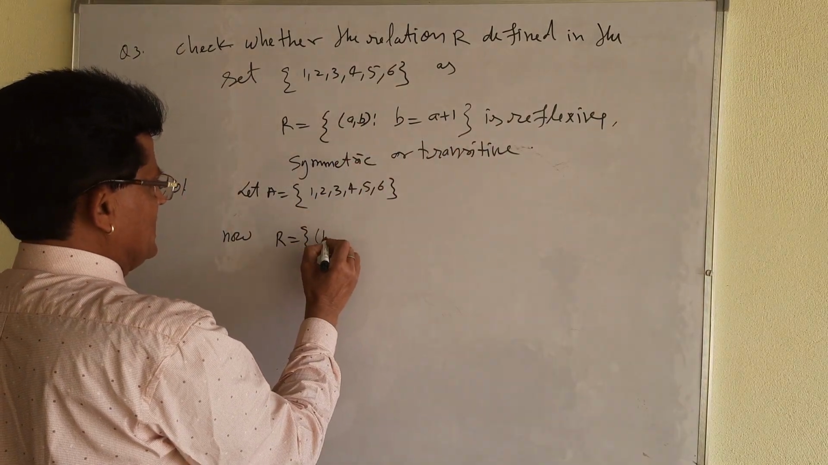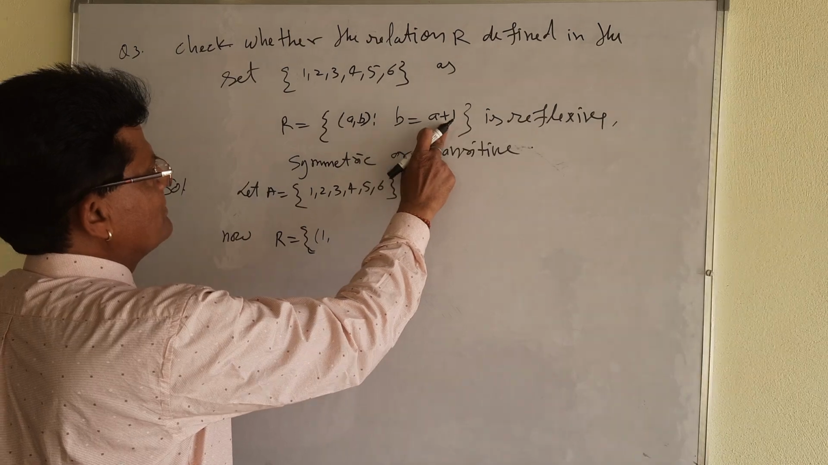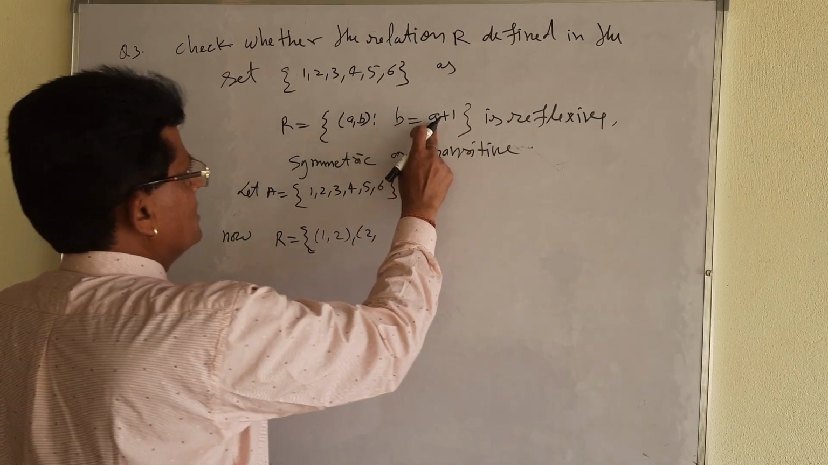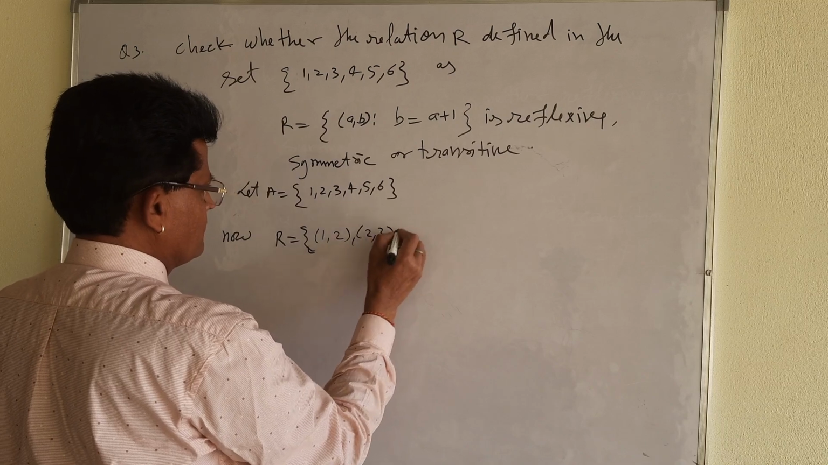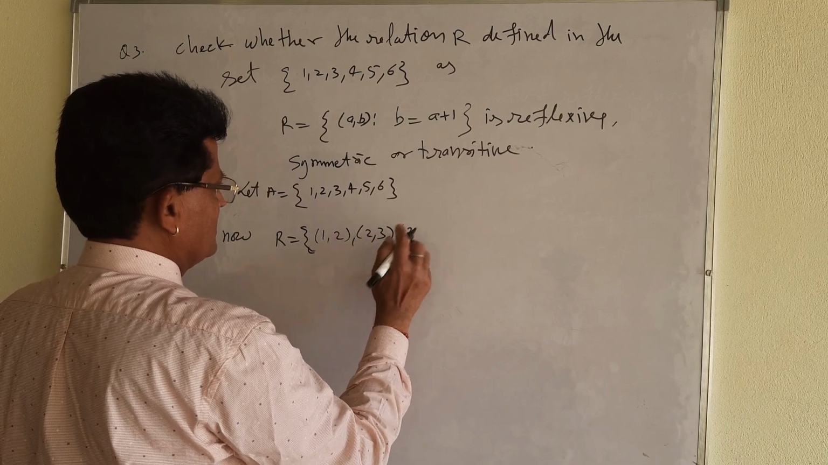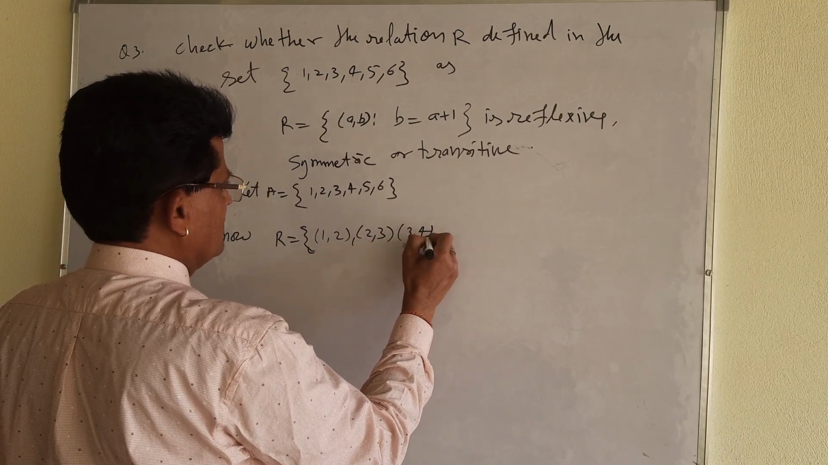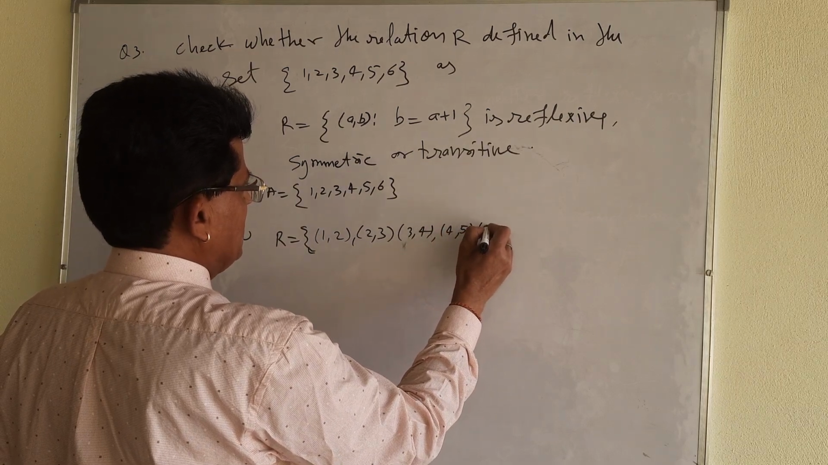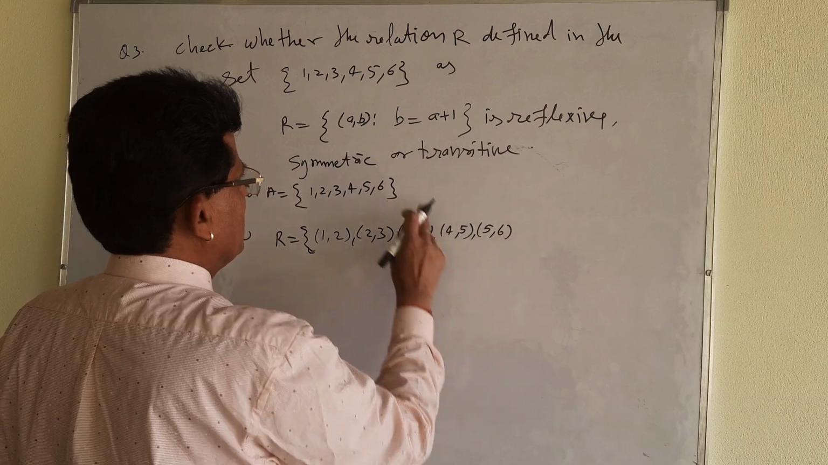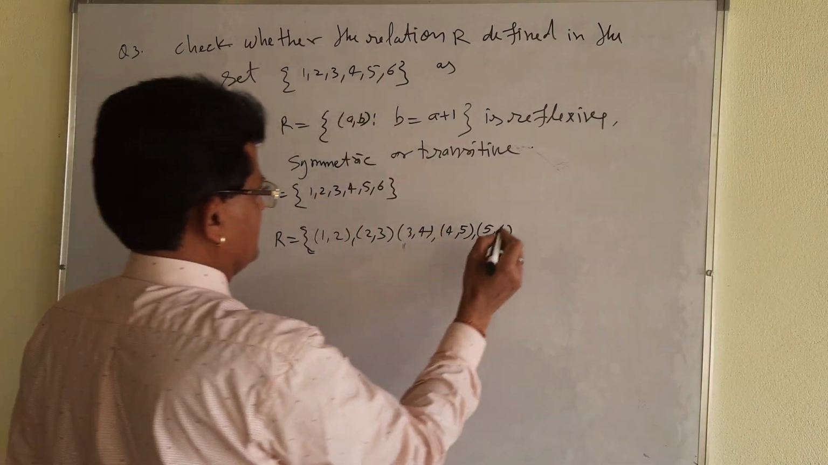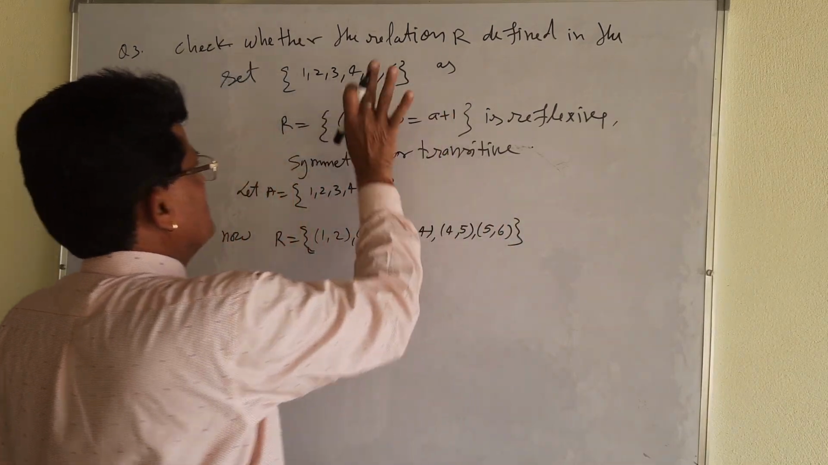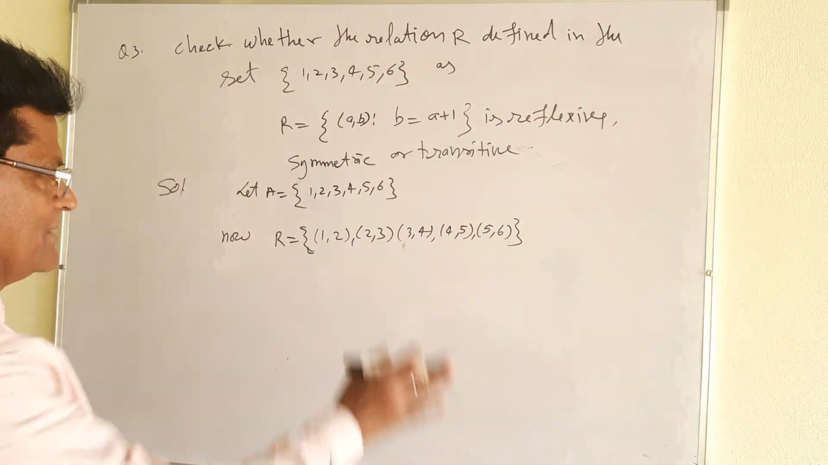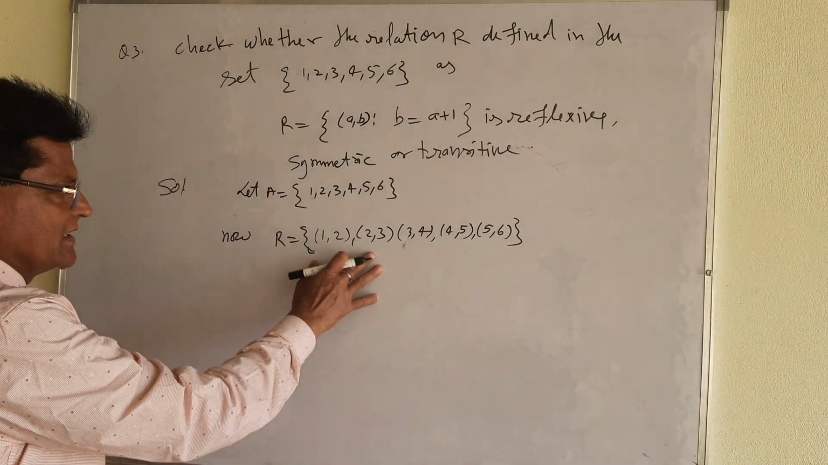Let me take A as 1, then B will be 1 plus 1, that is 2. A is 2, B will be 3. A is 3, B will be 4. A is 4, B will be 5. And A is 5, B will be 6. And not more than 6, because the restriction is there. You can't go beyond these elements. This is the relation. Elements of the relation means pairs of the relation.